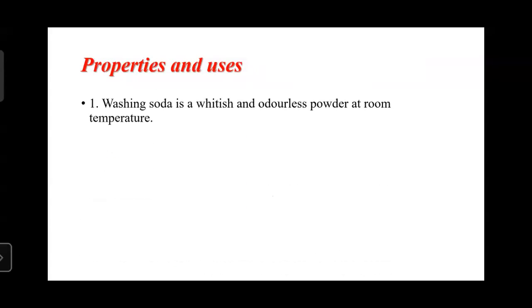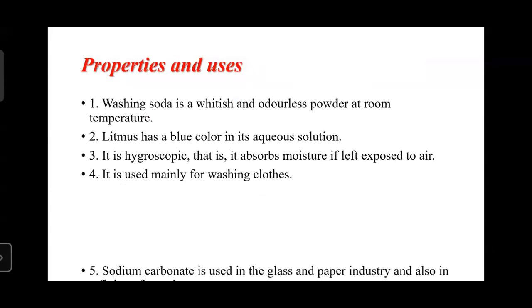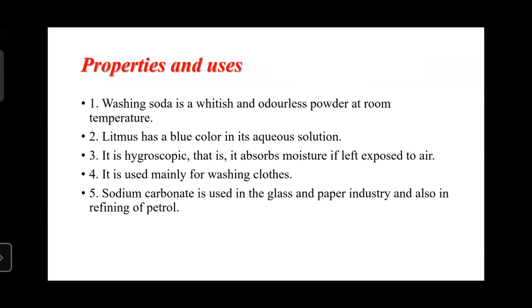What are the properties and uses? Washing soda is a whitish, odorless powder at room temperature. Litmus turns blue in its aqueous solution. It is hygroscopic, that is, it absorbs moisture if it is left exposed to air. It is used mainly for washing clothes. Sodium carbonate is used in the glass and paper industry and also for refining of petrol.